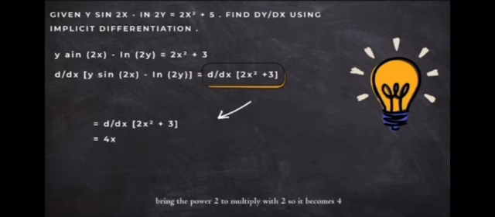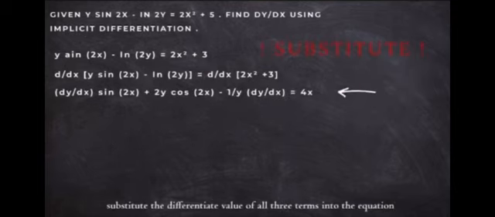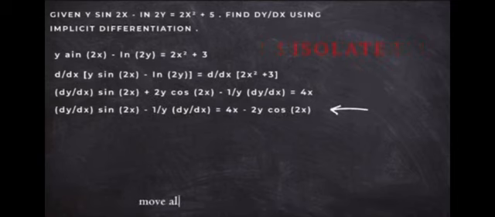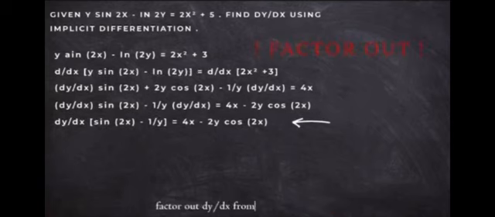Bring the square to multiply with 2 and you get 4x. 2 minus 1, you'll get 1 and 3 becomes 0. Next, what you need to do is substitute the differentiated value of all three terms into the equation again. After that, move all terms that contain dy/dx to the left side and other terms to the opposite side. This helps us to calculate easier. Next, you're gonna factor out dy/dx from the left side.